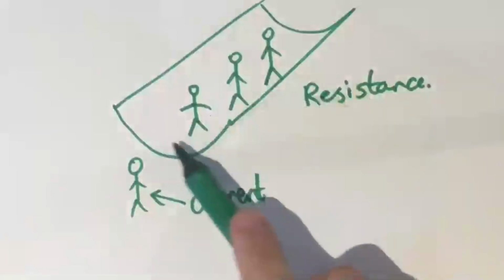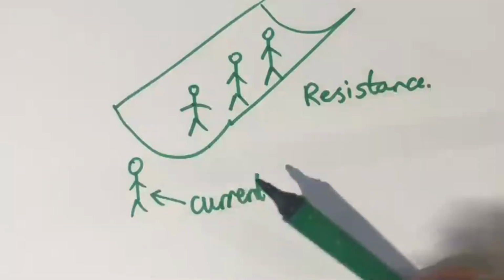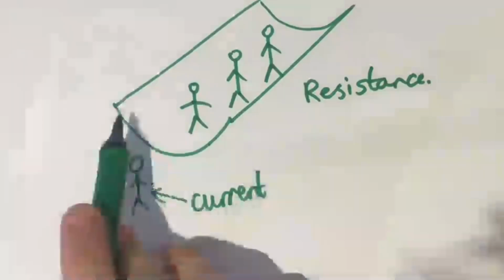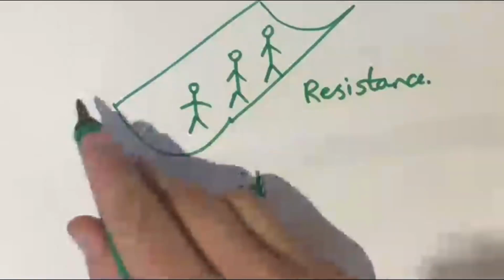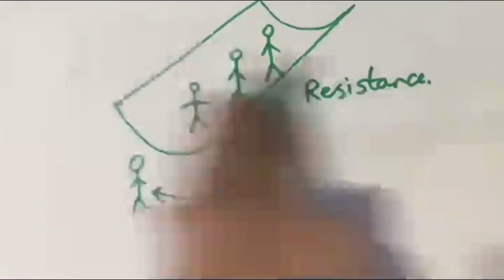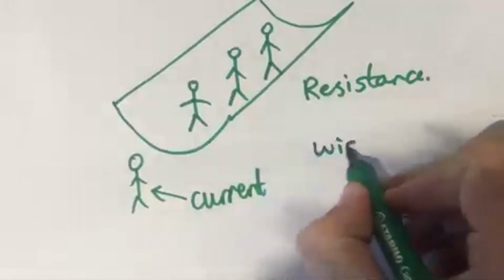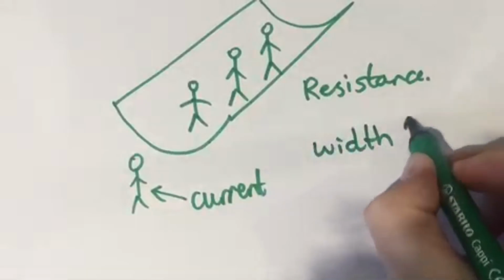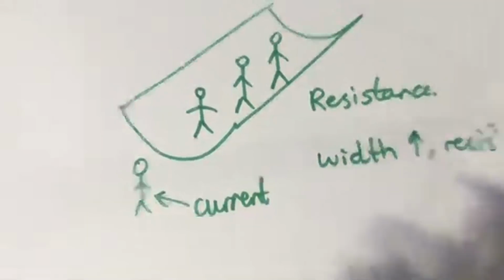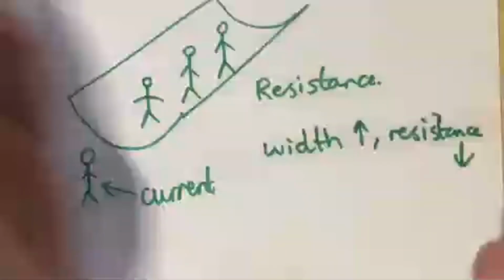Now, if I think about how I can change this gauntlet, how I can change resistance, that'll explain resistance for you. If I made this pipe that I have to run through wider, so it's now twice as wide, that will make it easier because you've got more space to run around the people. So the resistance goes down. As the width of the wire increases, the resistance decreases, because you've got more space to run around.